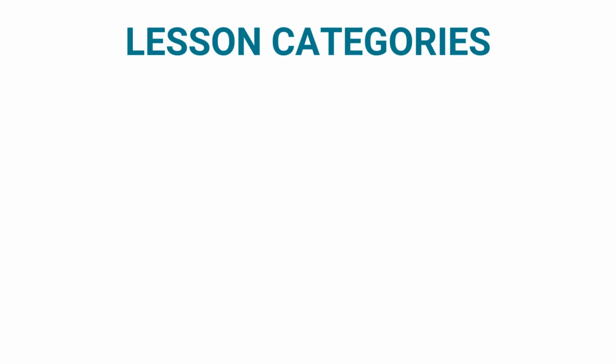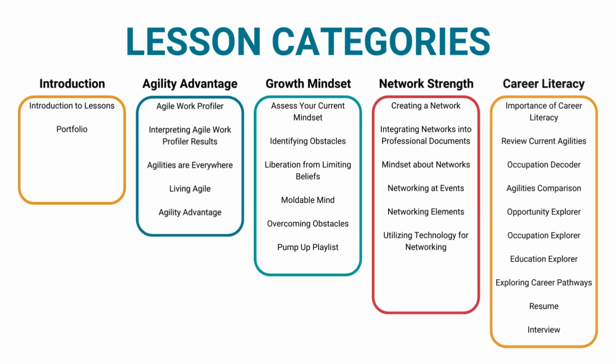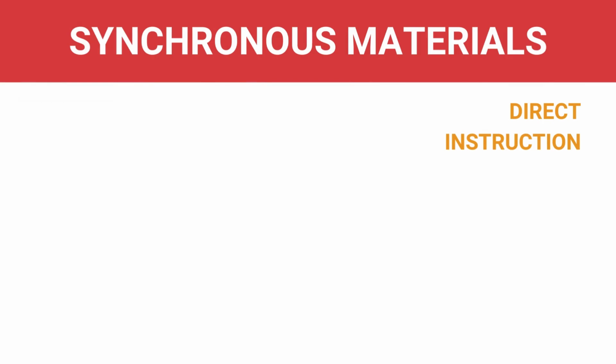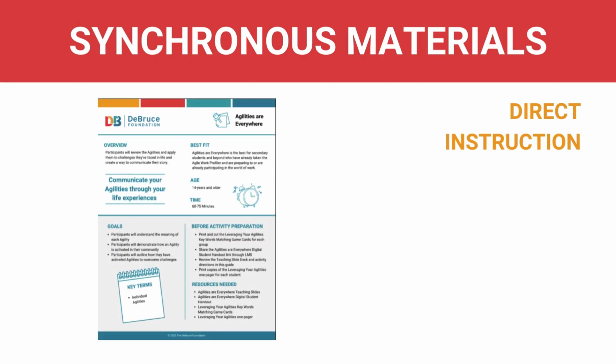Each lesson falls into one of 5 major categories. The lessons can be taught in any order or combination, although we suggest laying the foundation with the introduction and Agility Advantage lessons before the others. Each lesson has a synchronous option for educators who would prefer to guide students through each activity.